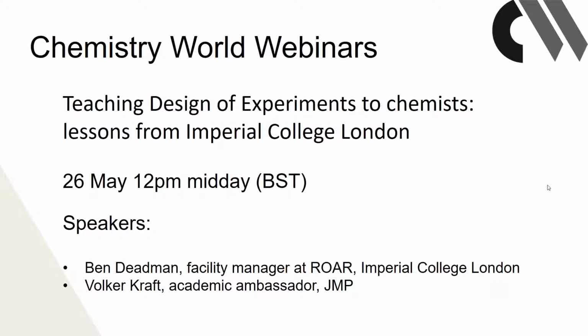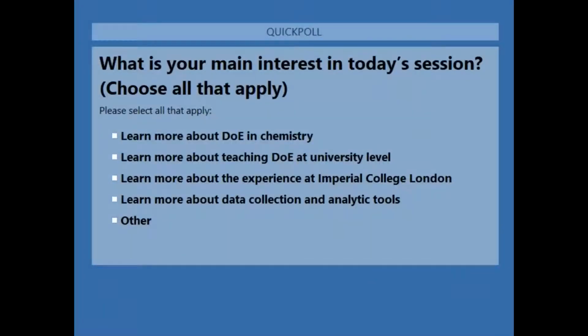but before we go into that, we just want to get an idea of who you are, the people who are currently attending. So let's share our first poll, and we'd like you to answer this question, please. What is your main interest in today's session? And you can tick more than one box if you like. Are you here just to learn about design of experiments in chemistry, to learn more about teaching design of experiments at a university level in particular? Do you want to know more about the experience at Imperial College London and what Ben and his colleagues have been working on? Do you want to learn more about general data collection and analytic tools like JMP, or is there some other reason that caused you to be particularly interested in today's session?